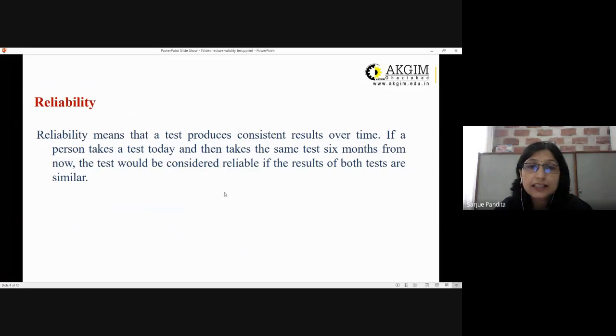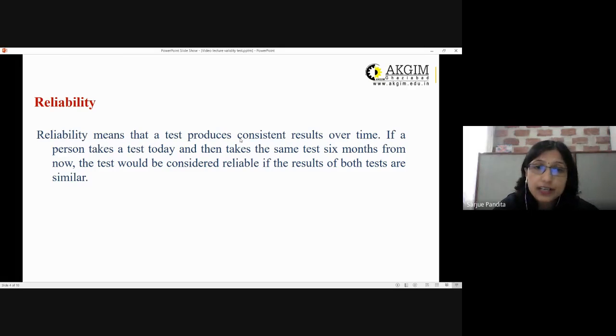Reliability means that a test produces consistent results over time. That means whether you are calculating 2 plus 2 now or 10 years down the line, the calculator will and must give the same, consistent result over a period of time. Now there are certain tests which a candidate will undergo. A test, irrespective of whether it is taken by Mr. X or Mr. Y, the result has to be the same.